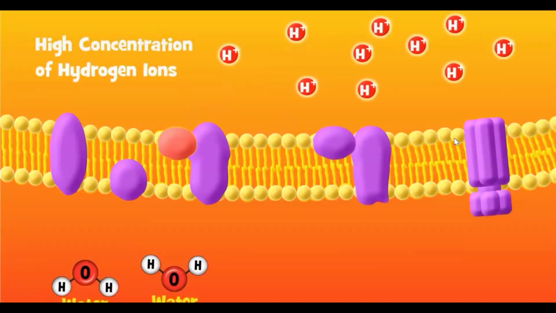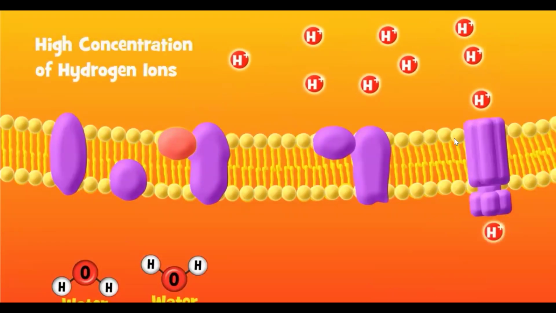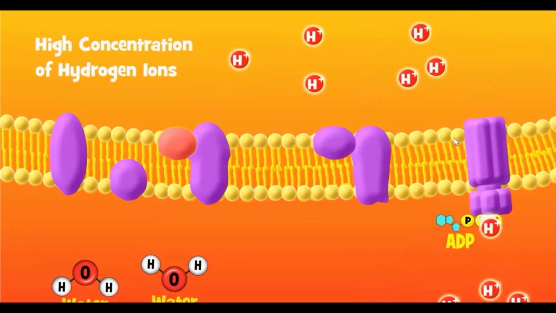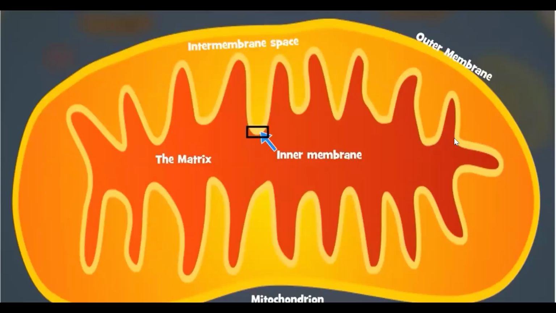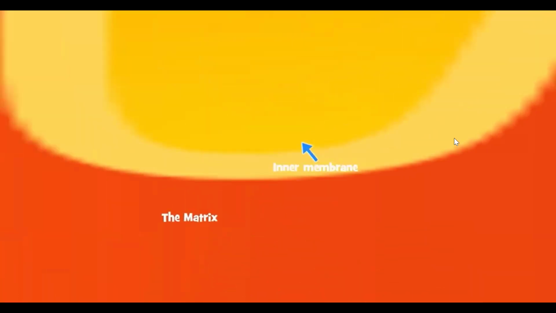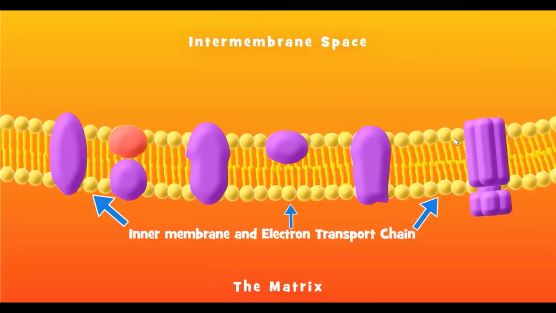Why? Because the vast majority of our ATP is made here. The electron transport chain is actually a series of proteins and other molecules embedded in the inner membrane of the mitochondrion. These molecules transport electrons, hence the name. Let's zoom in on this inner membrane to see the electron transport chain in more detail.